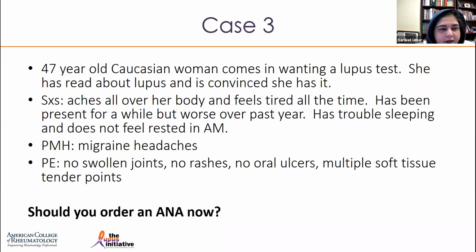Case 3. So this is the tricky one. A 43-year-old Caucasian woman comes in wanting a lupus test. She has read about lupus and is convinced that she has it. Symptoms: she aches all over her body, feels tired all the time. This has been present for a while, but worse over the past year, has trouble sleeping, and does not feel rested in the morning. Past medical history, migraine headaches. On physical exam, there are no swollen joints, no rashes, no oral ulcers, multiple soft tissue tender points.